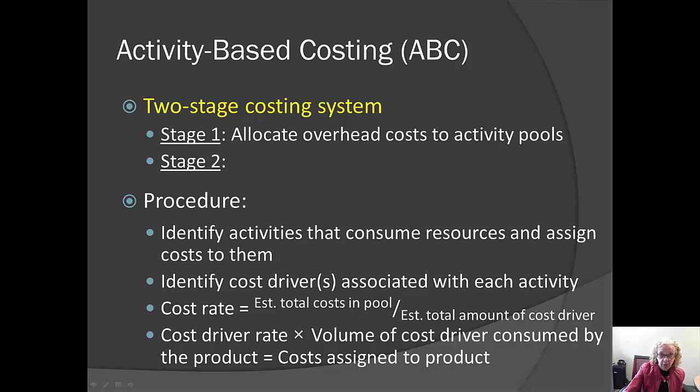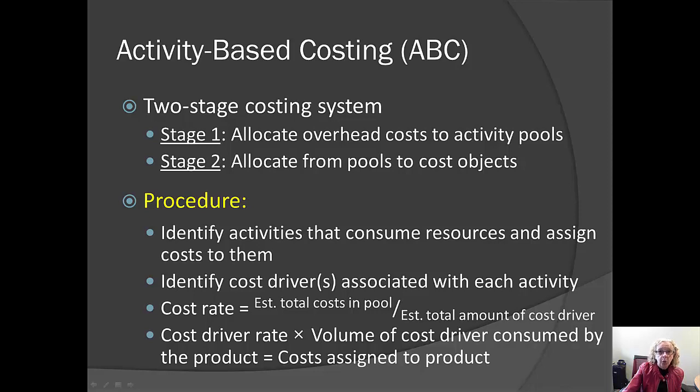Once we've established our pools and assigned all of our overhead costs to specific pools, then the second stage is to allocate the costs from the pools to our cost object, the thing that we are trying to find out. How much does this thing cost us? So the cost object could be a department, it could be a product, it could be a batch of product, or any other thing that we are trying to cost.